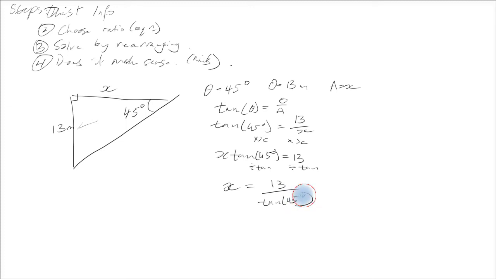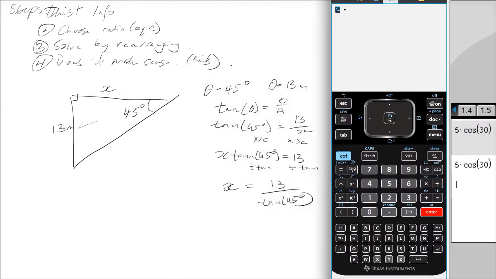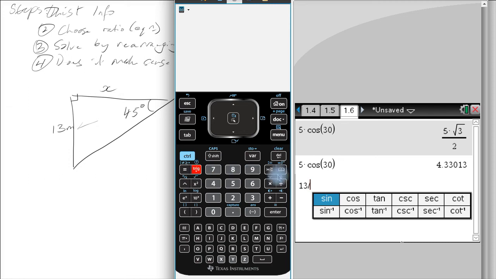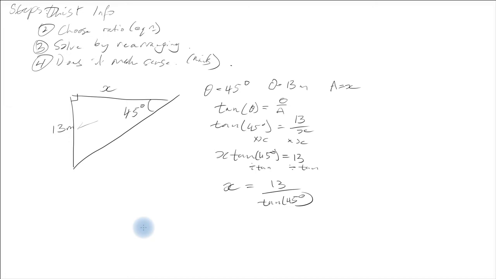Okay, and now we're up to the calculated part, unless you remember tan 45 by heart. Let's remind ourselves what it is. 13 divided by tan 45. That's interesting. There we go. So tan 45 is 1, as it turns out. We'll learn about that later. So our answer is 13. It turns out here that x equals 13. Now let's put our units in. It's going to be in meters.